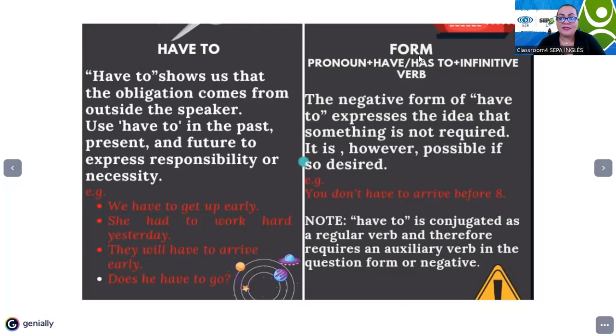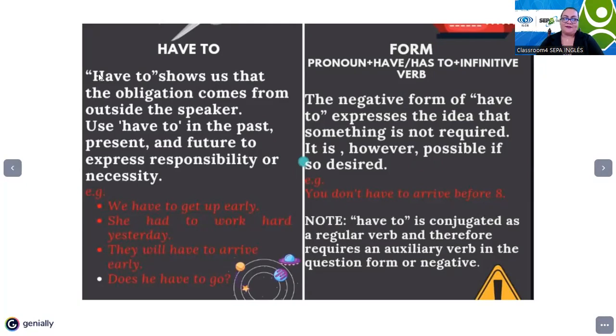Remember, has is for the third person and the infinitive. Important to use to. The negative form of have to expresses the idea that something is not required. It is, however, possible if so desired. Example, you don't have to arrive before 8. Note, have to is conjugated as a regular verb and therefore requires an auxiliary verb in the question form or negative.